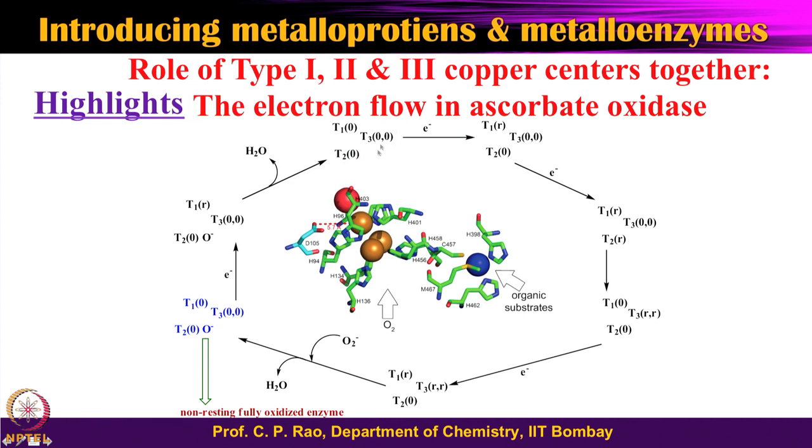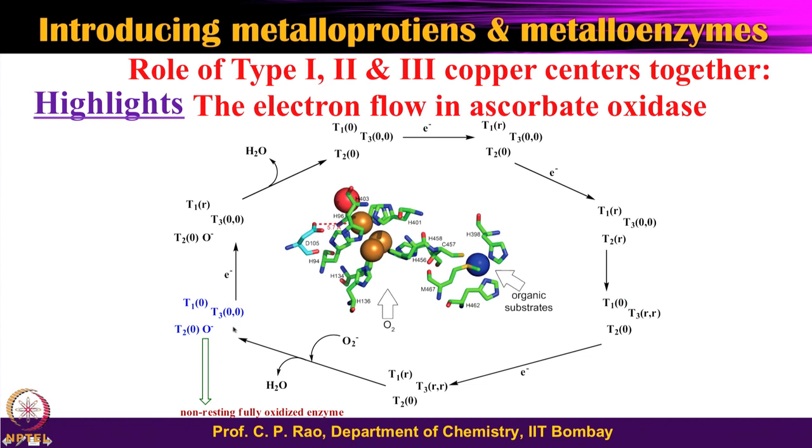So, all the 4 coppers are in copper 2 and the first electron will enter into the type 1 and the second electron will enter into the type 2 and these 2 electrons are added to the type 3 and one more electron will activate the species into the O2 kind of a O2 minus that will add and that will be thrown out because already the electron is added to that and at the cost of the water.